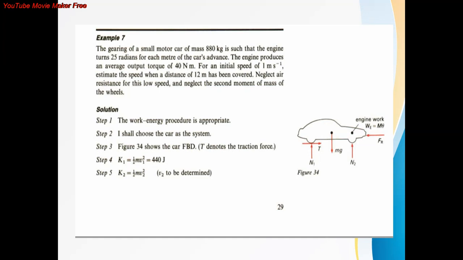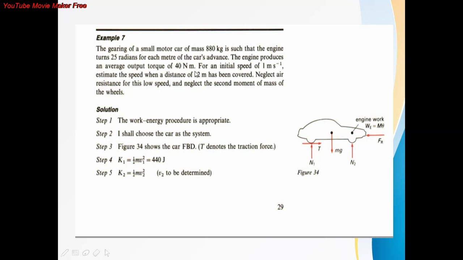So if you go ahead, the engine produces an average output torque of 40 newton meter. We know the output torque, that is 40 newton meter, and the initial speed is 1 meter per second. Estimate the speed, that is the final speed, when a distance of 12 meter has been covered. When the distance of 12 meter has been covered, that velocity we have to find.